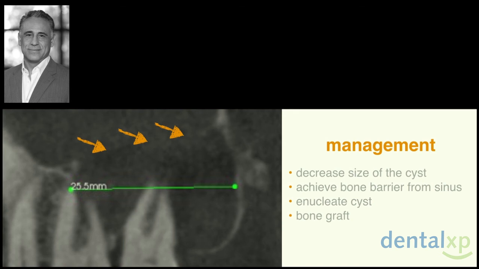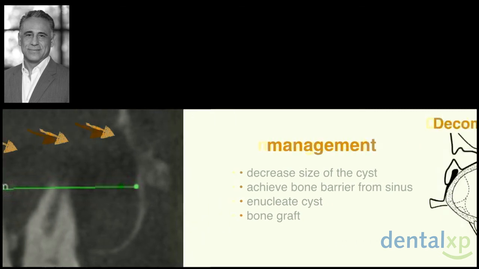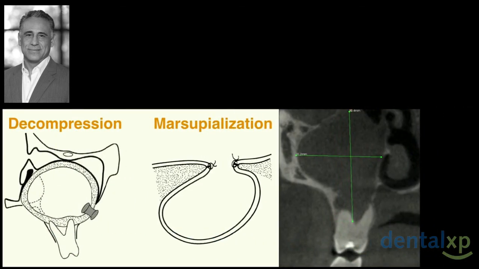We want to have some natural bone that can develop there so that when we do the grafting, we can contain it. And that's where the decompression and marsupialization technique, which I've used quite often, especially in very large cysts, comes in. It can be used certainly in the mandible, but in the maxilla as well.